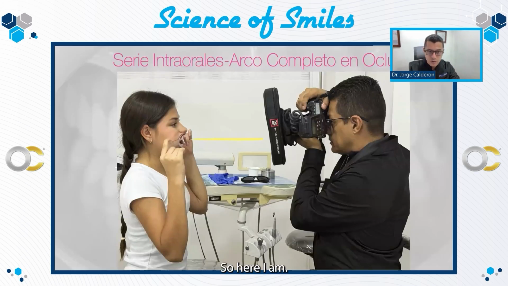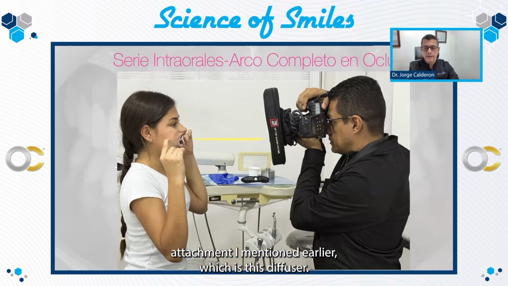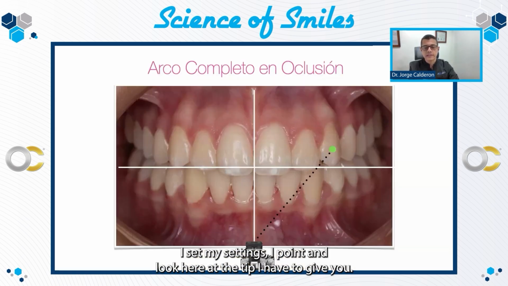So here I am. How do we position the patient to take our intraoral photographs? Here I am only using the flash, the ring flash, which is the one I use. The ring flash with the attachment I mentioned earlier, which is this diffuser. I set my settings. I point and look here at the tip I have to give you.